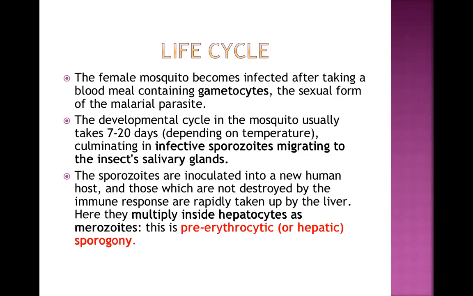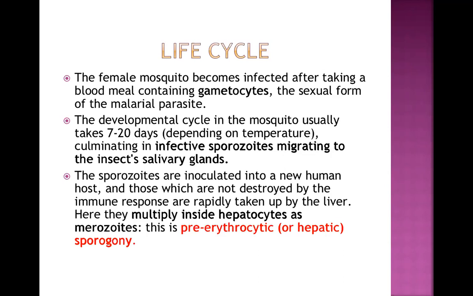and those which are not destroyed by the immune response are rapidly taken up by the liver. I would like to highlight this sentence a bit here. The sporozoites which are inoculated or injected by the mosquito remain in the skin for a few hours, up to 6 hours, at the bite area. From there, some of the sporozoites would migrate into the lymphatics and into the lymph node, and some other sporozoites will migrate into the bloodstream and then reach the liver.